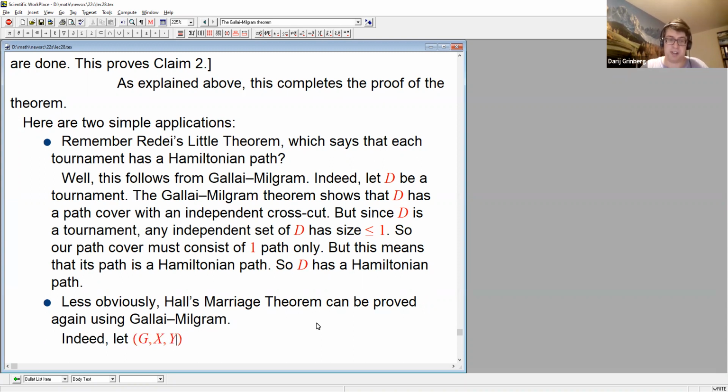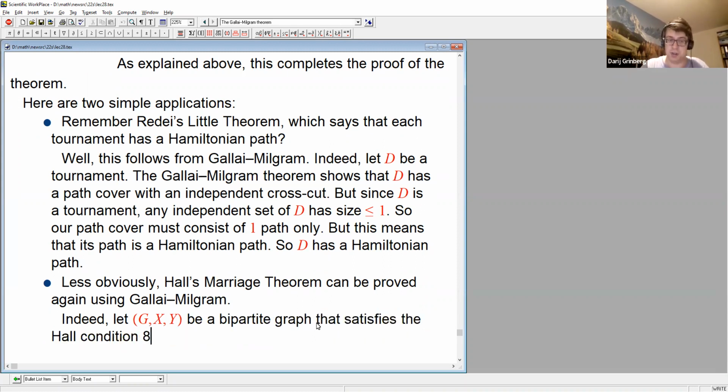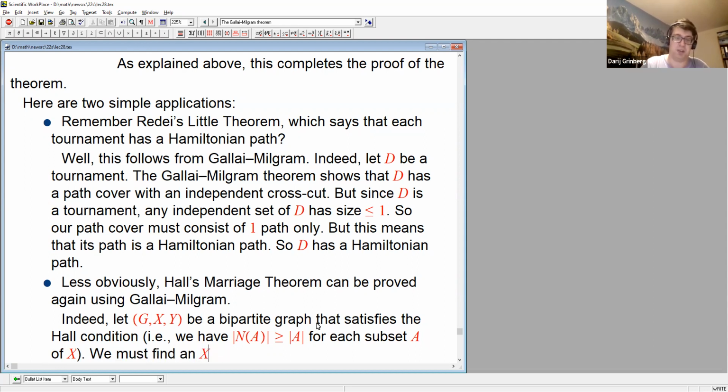You have a bipartite graph G with parts X and Y that satisfies the Hall condition, by which we mean that the number of neighbors of a set A is at least the size of A for each subset A of X. We must prove that, well, we must find an X-complete matching of G.